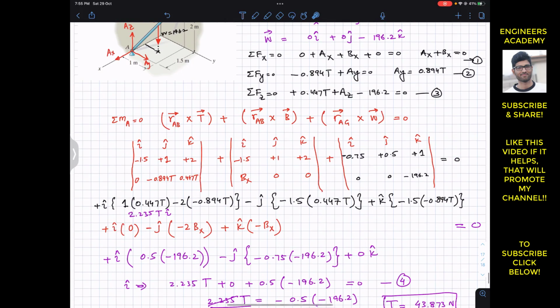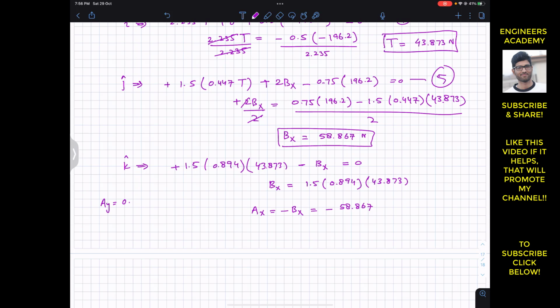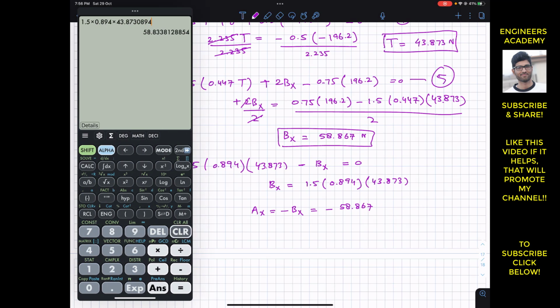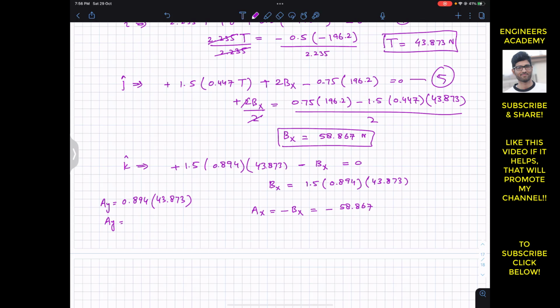Now from equation 2 we can find Ay. So Ay is equal to 0.894 into T. Now we know the T value, T value is 43.873. So 0.894 into 43.873 gives us 39.22. So Ay equals 39.22 newtons. This is Ay, and this is Ax.